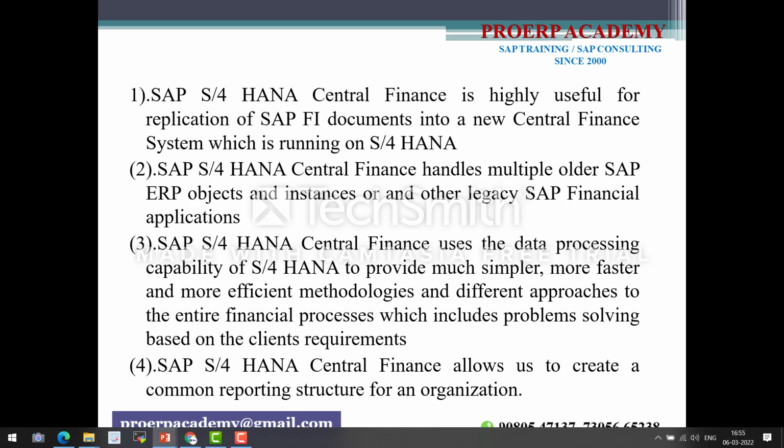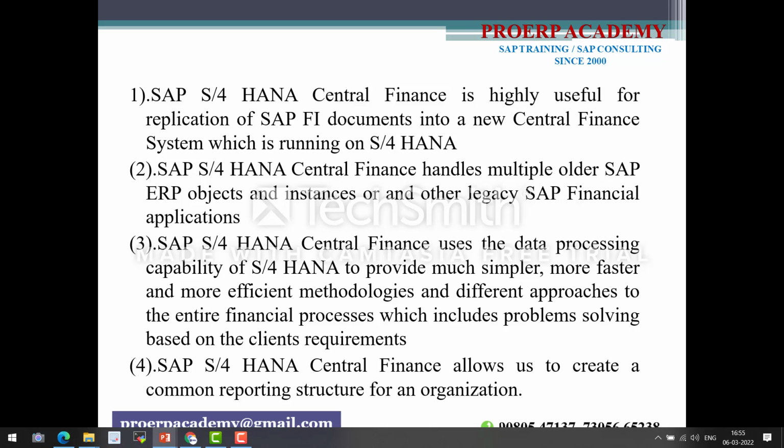Point number one, what is that? SAP S/4HANA Central Finance is highly useful for replication of SAP FI documents into a new central finance system which is running on S/4HANA. What is the meaning of that? Replication of SAP FI documents. That means we already have our traditional SAP ECC system, in which we have the SAP FI module as well as SAP CO applications.